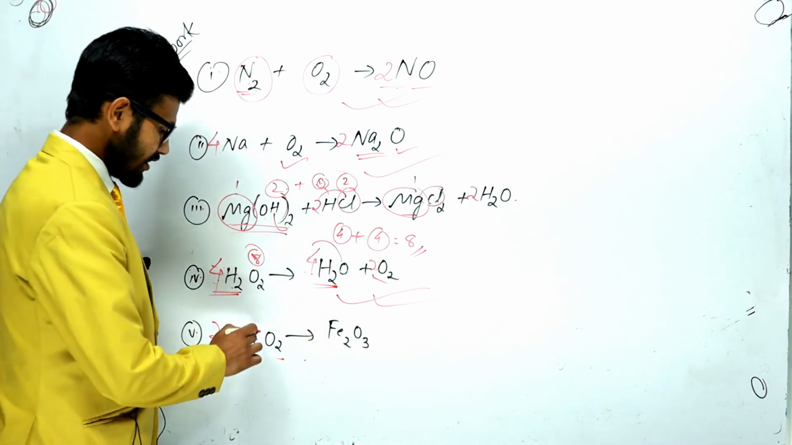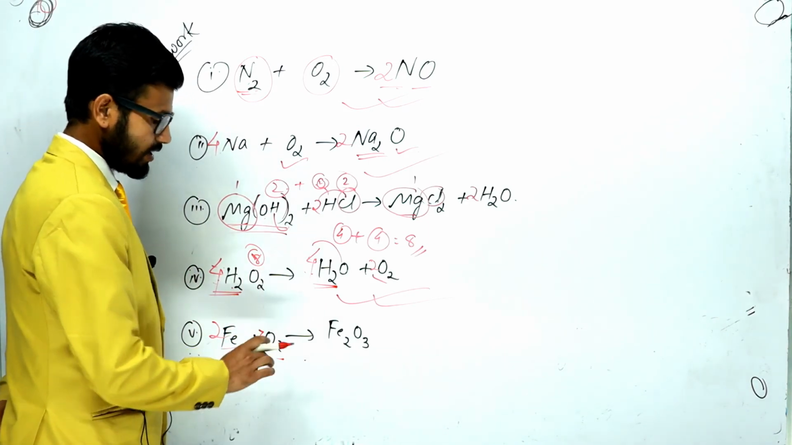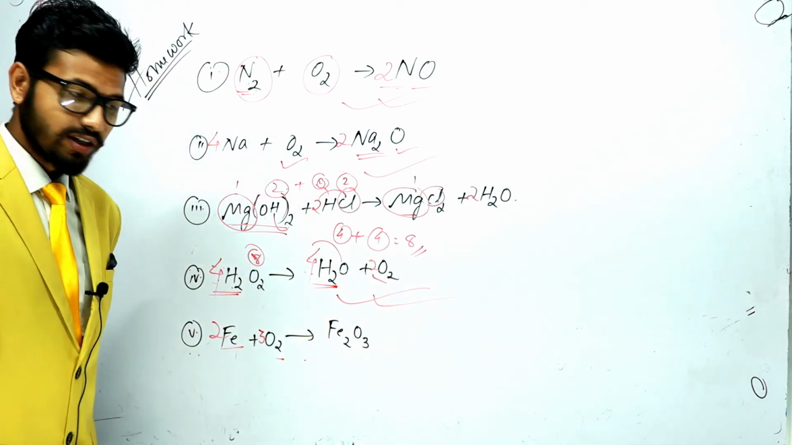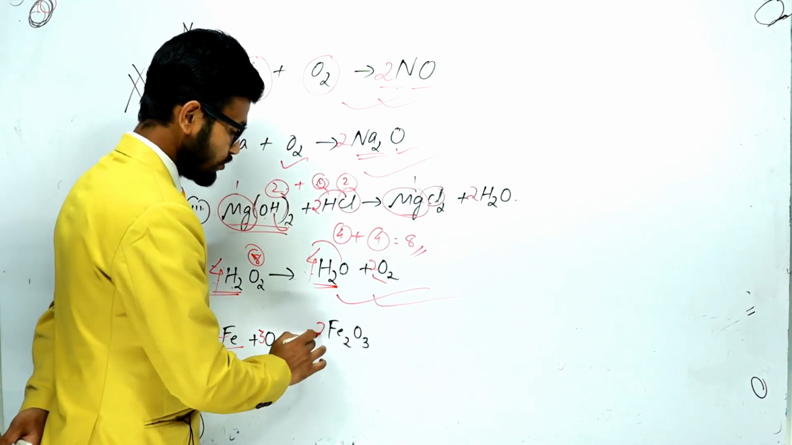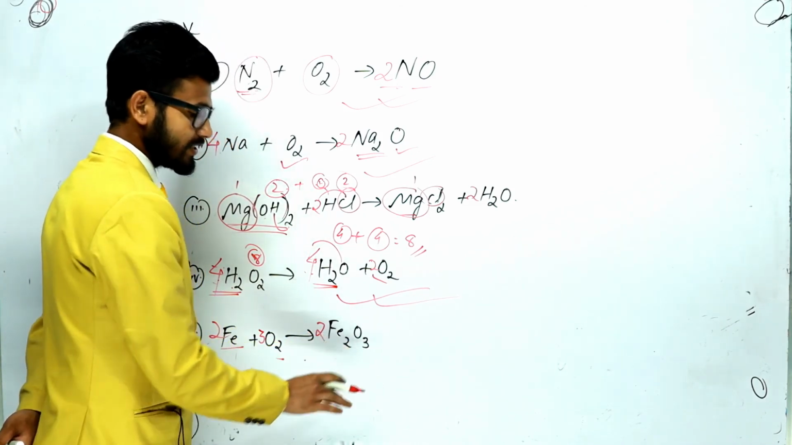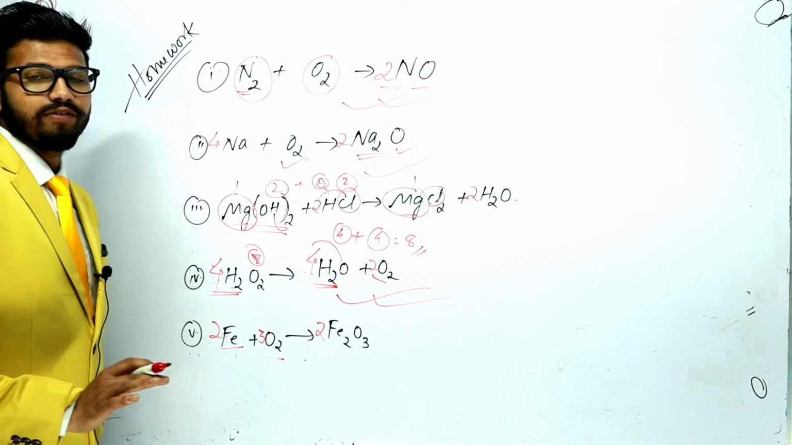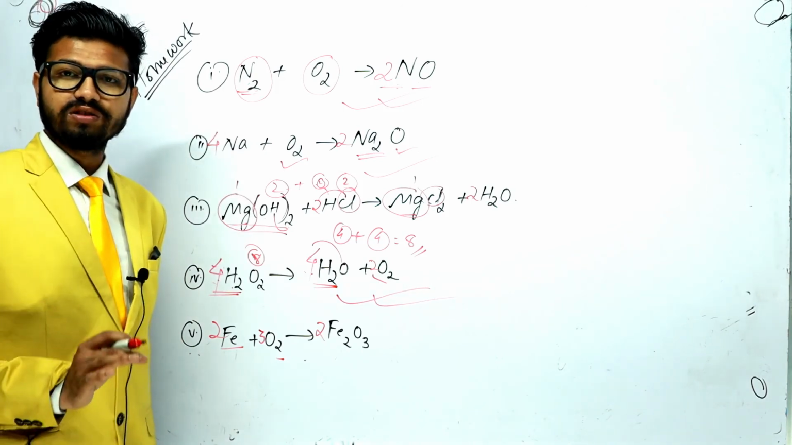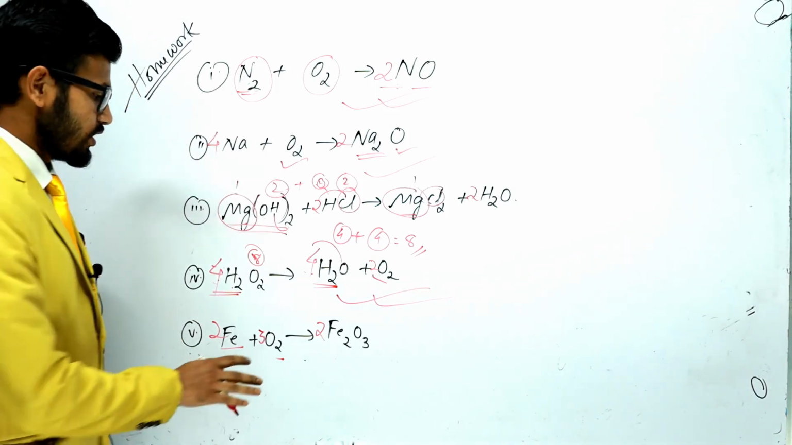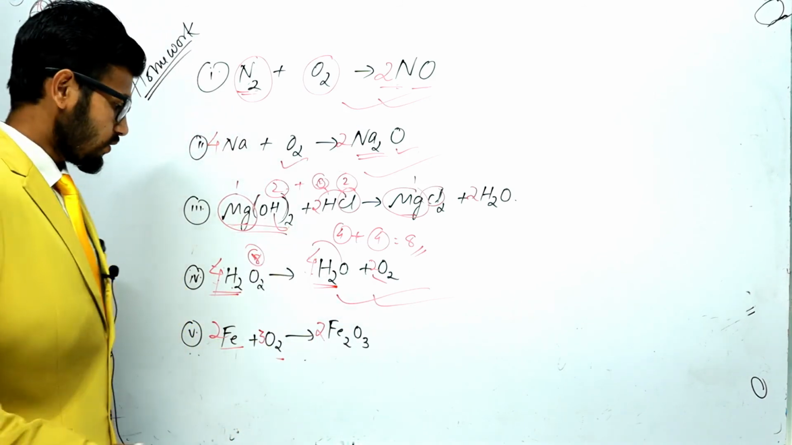If I put here 3, now it will become 3 2s are 6. 6 oxygen. What about here? 3 oxygen. If I put 2 here, now what you can see? 2 3s are 6. Now oxygen is stable. So far as concerned, oxygen is very stable in nature. 2 3s are 6. Oxygen is stable.